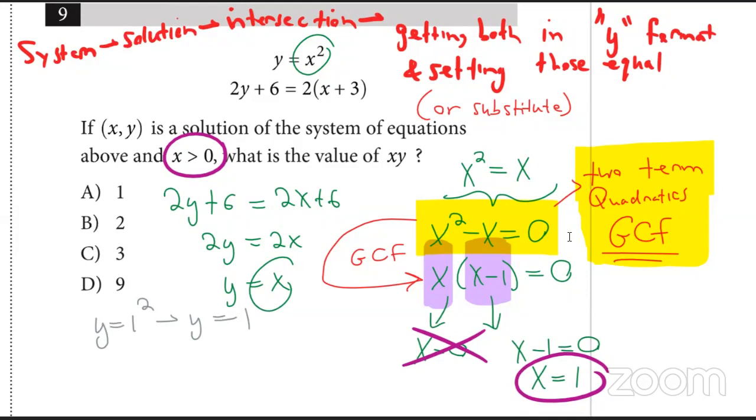This is the solution we got. Now, if we plugged in x equals 0, y would now equal 0 as well. But we're interested in the positive one because they told us that x was positive right there. So y equals 1 and x equals 1 and x times y is 1. And we are done with number 9.